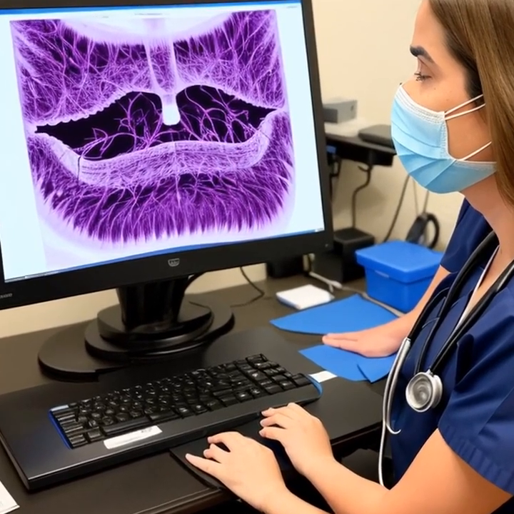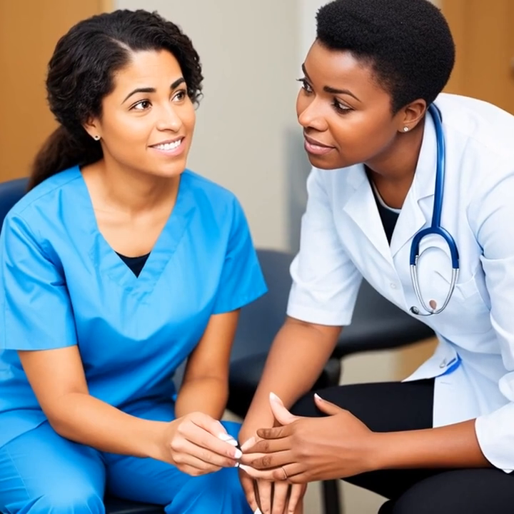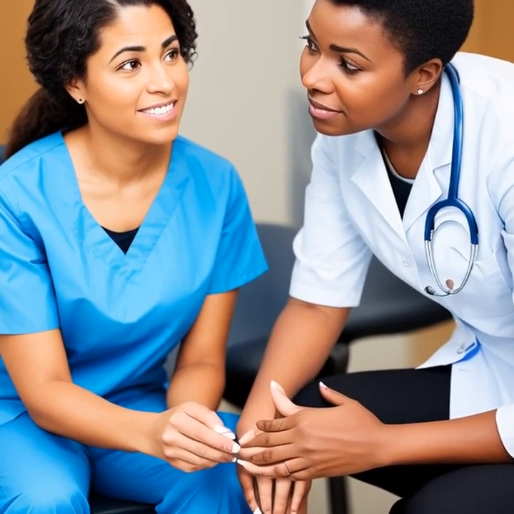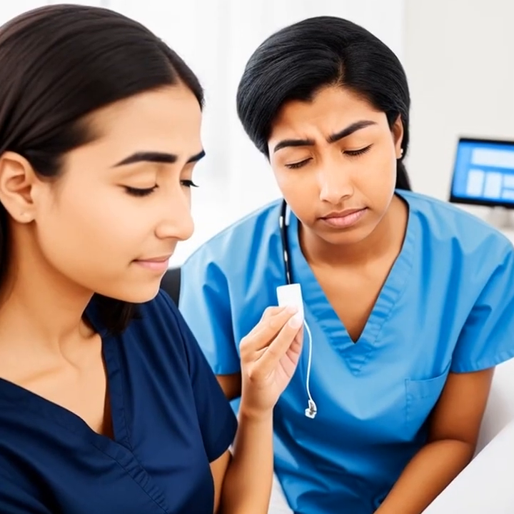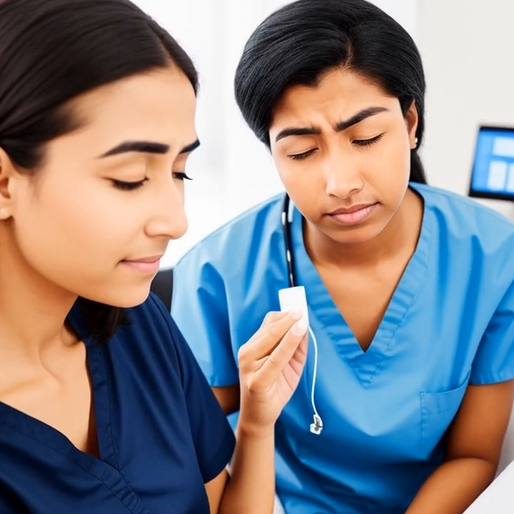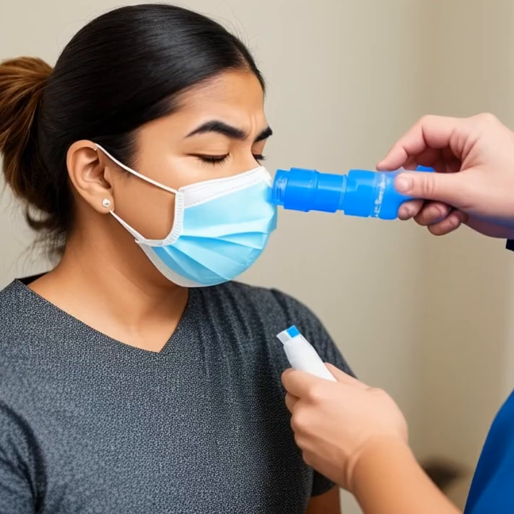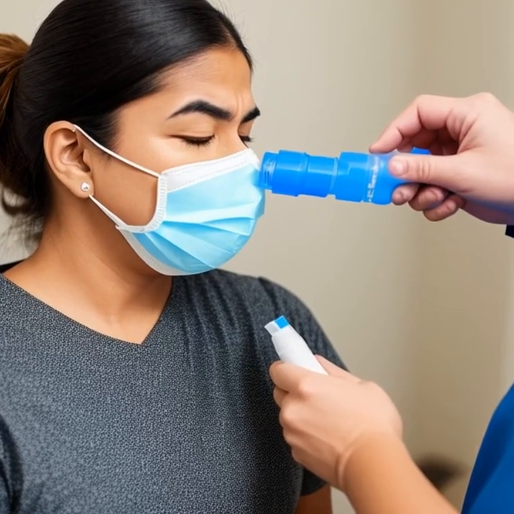In some instances, your healthcare provider may also take a sample of your nasal discharge or mucus for laboratory analysis. This can help them determine if your sinusitis is caused by a bacterial, viral, or fungal infection, which is essential for choosing the appropriate treatment.